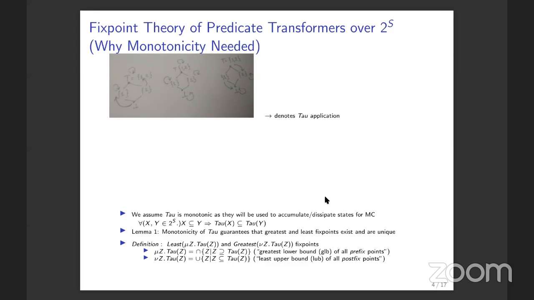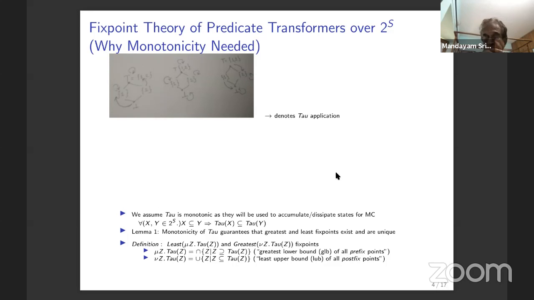Let me check my understanding of least and greatest. Least means that every other fixed point has the least fixed point as a subset, right? Suppose that set is A, then every set which is a fixed point of tau has A as a subset. Correct. Intuitively, that's what it is.